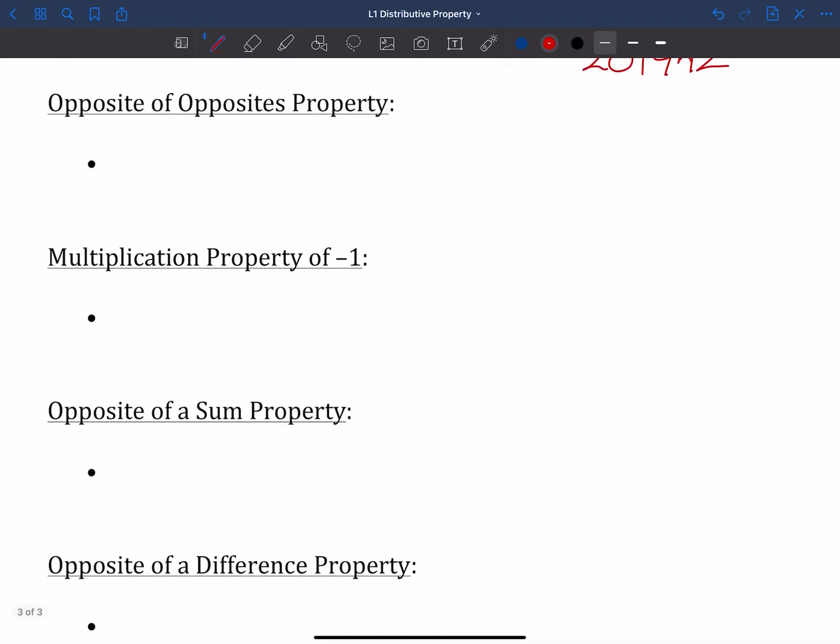All right, we've got some properties we have to talk about. The opposite of opposites property, right? That's saying that if I have the negative of negative a, then when I simplify that down, that's just going to give me positive a. Two negatives cancel each other out. So if you ever have a situation like that, think about it like you're multiplying: a negative times that other negative on the inside of the parentheses. They cancel, and you're just left with a positive.